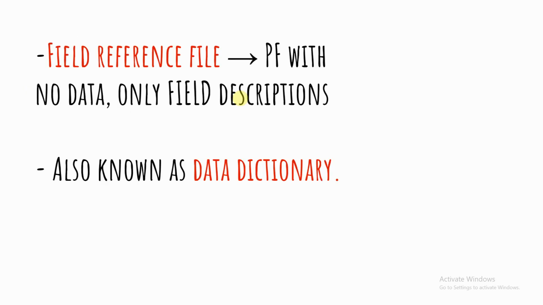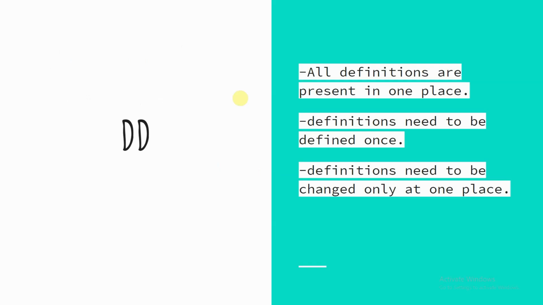So field difference file, PF with no data, only field description. We also call these field difference tables the data dictionary of a particular system. They basically have all the fields of a system, which are defined in a field difference file. Now DD, data dictionary: all definitions are present in one place, which is a very good thing.